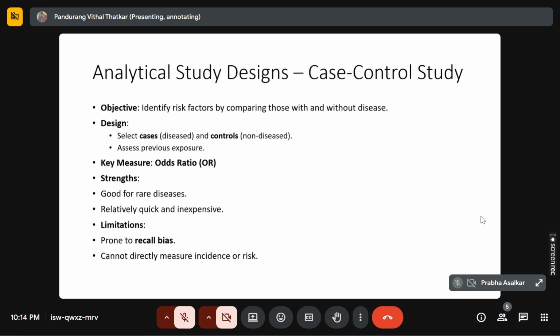The strengths are these are good for rare diseases, relatively quick and inexpensive. Limitations are they are prone to recall bias and cannot directly measure the incidence or risk.